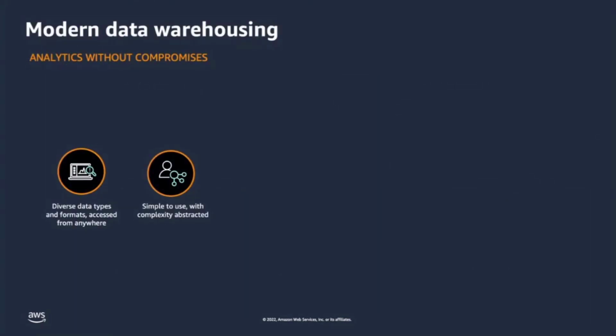So now let's talk about what are the requirements from this modern data warehouse. If we combine all the requirements that we spoke about earlier, a modern cloud data warehouse has to deliver analytics without compromises. So customers need to analyze all the data without moving it, support all popular open standard file formats such as Parquet, ORC, JSON, and access the data seamlessly across their data warehouses and operational databases.